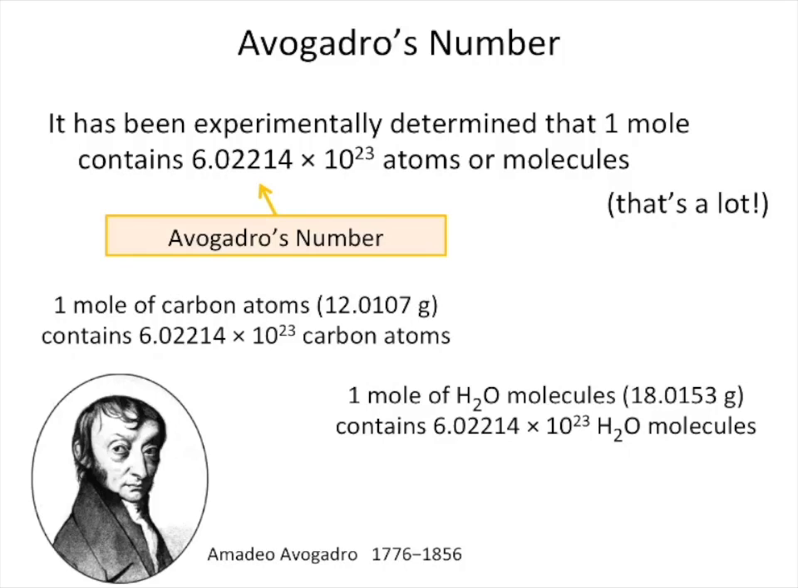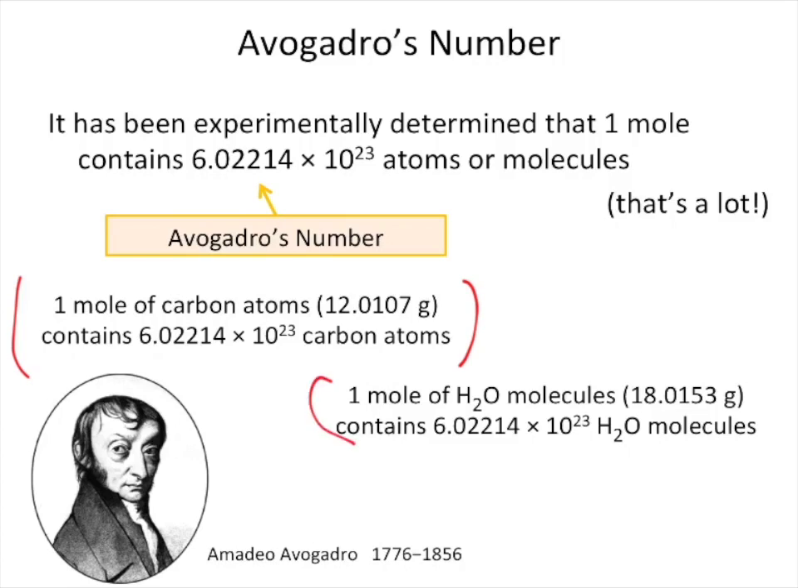We call this Avogadro's number after the Italian scientist Amedeo Avogadro, who proposed the experiments that were then used later to determine this number. Okay, so given this, we can see that 1 mole of carbon atoms, which is 12.0107 grams, contains 6.02214 times 10 to the 23rd carbon atoms. That's how many carbon atoms are in 1 mole, the quantity that gives us this mass, 12 grams.